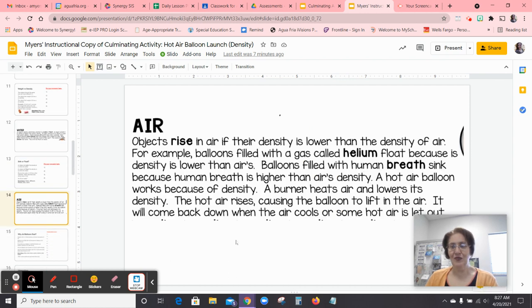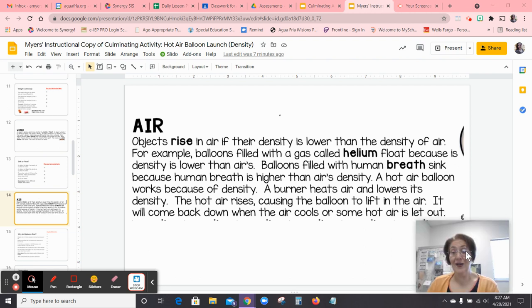All right, let's do number 14. So now we talked about water. Now let's talk about air. Okay, we can't even see air, but it does have molecules. Remember, molecules are really, really super tiny. Objects will rise in air if their density is lower.